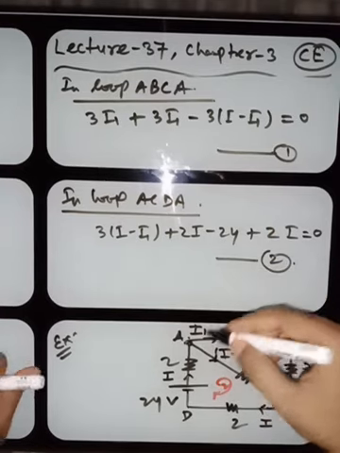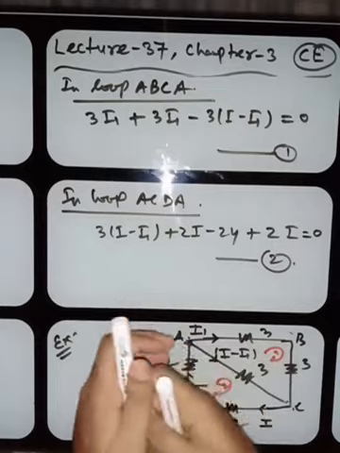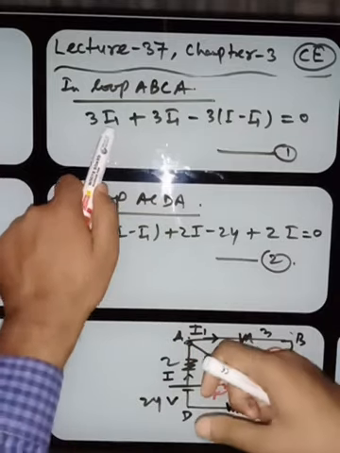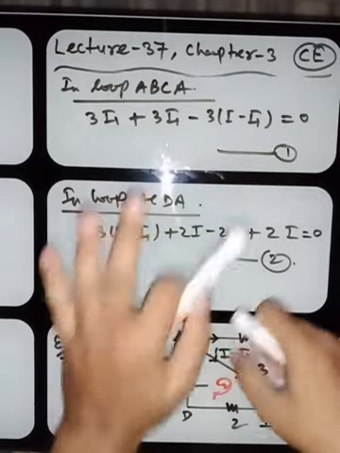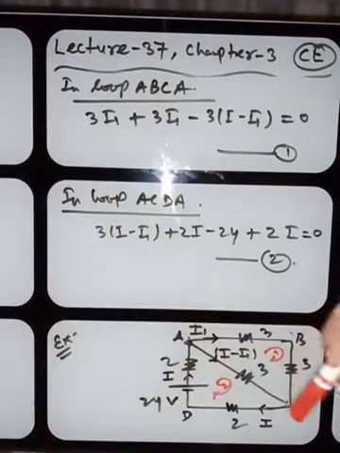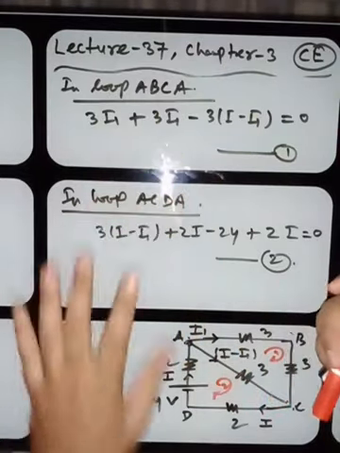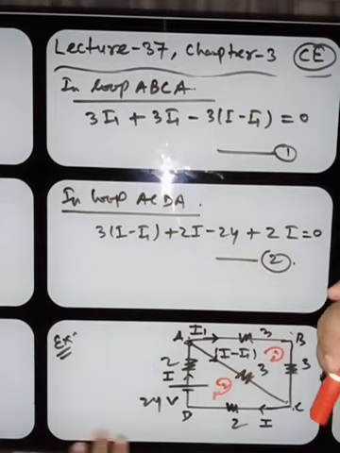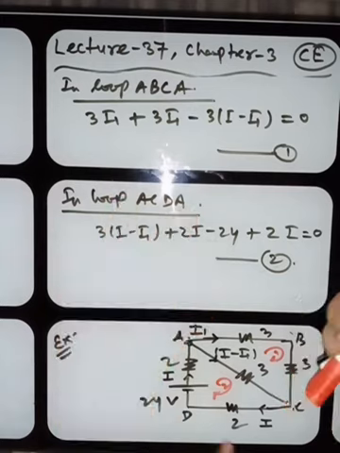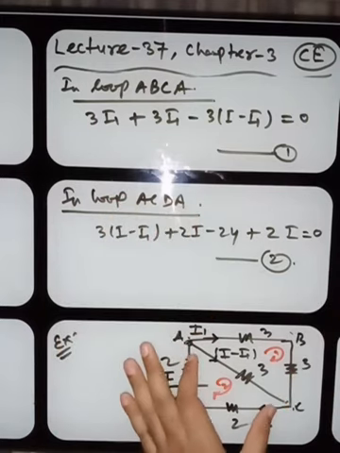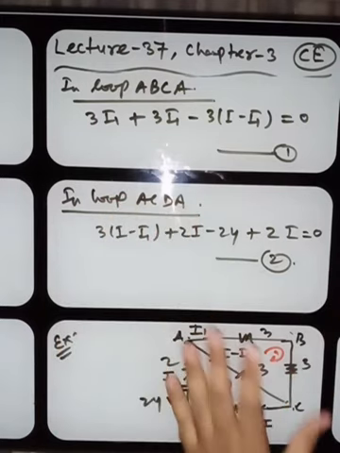Now you can see you are having two variables and two equations. What are the variables here? The I1 and I, two variables and two equations. Could you solve these two equations to find the two variables? Yes, you can solve. So by solving you can find out I1 and I. And as soon as you find I and I1, then you can find the voltage across each resistor, voltage across this one, etc.